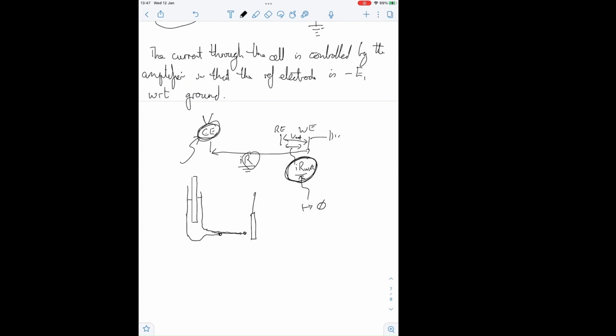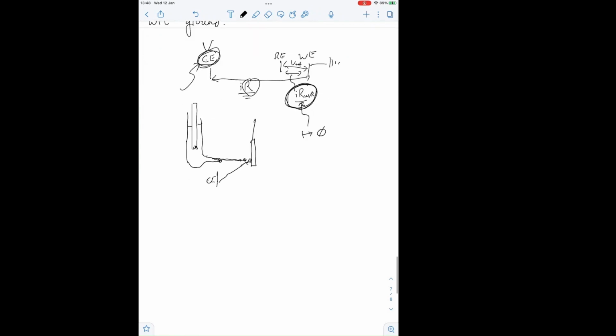The potential here equals the potential here because there's no current flowing up this arm. So it doesn't matter that this can be a long glass capillary, because there's no current flowing up this arm. It's only the current that's flowing past to go to my counter electrode that is important. The closer you get this, the lower your IR drop.